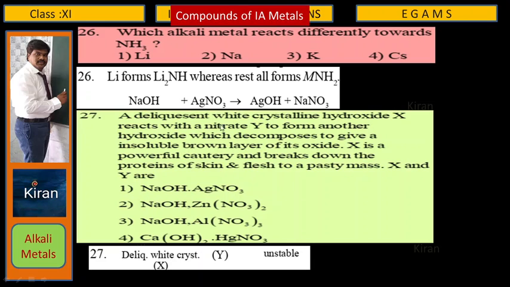A deliquescent white crystalline hydroxide X reacts with a nitrate Y to form another hydroxide, which decomposes to give an insoluble brown layer of its oxide. X is a powerful caustic and breaks down the protein of skin, flesh to a pasty mass. X and Y are. So we have studied regarding NaOH. Many times we have studied this, we can see it in our chemistry lab also.